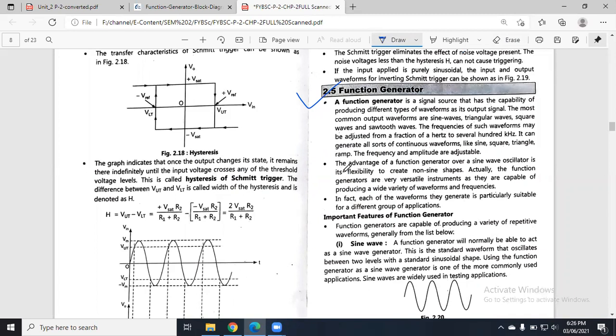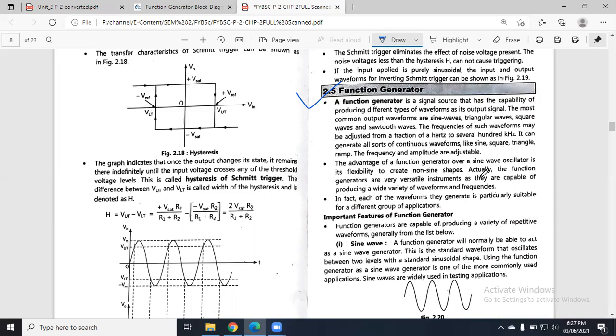The advantage of a function generator over a sine wave oscillator is its flexibility to create non-sine shapes. What is a sine wave oscillator? It is a device which is able to produce the sine wave only. Now, what is the advantage of a function generator over a sine wave oscillator? In case of a sine wave oscillator, we can produce only and only a sine wave. But in case of a function generator, we can produce multiple waveforms, for example sine wave, triangular wave, square wave, pulses. Multiple such functions we can produce with the help of a function generator. This is the basic advantage of a function generator over a sine wave oscillator.